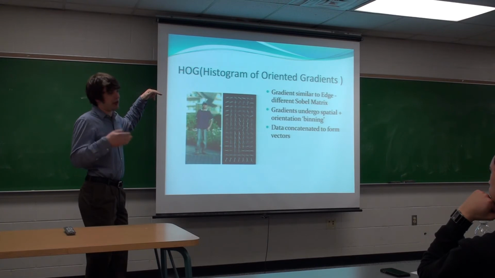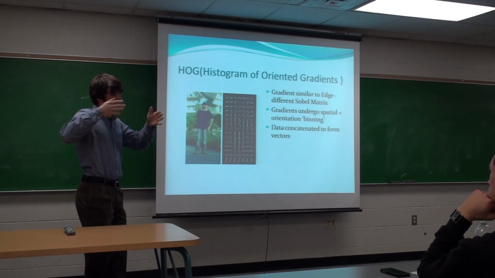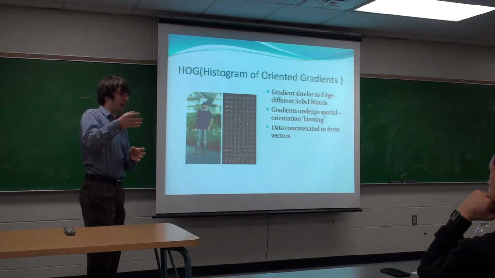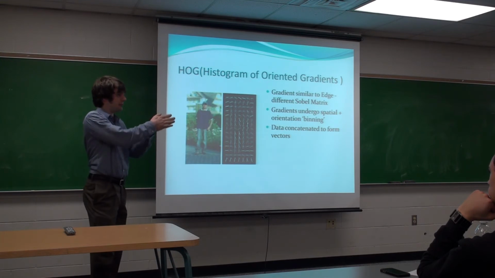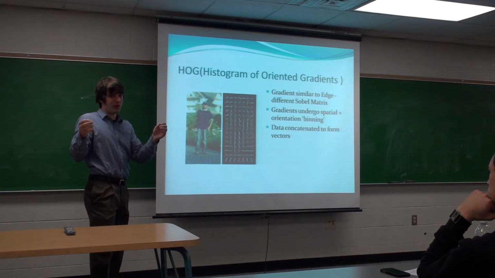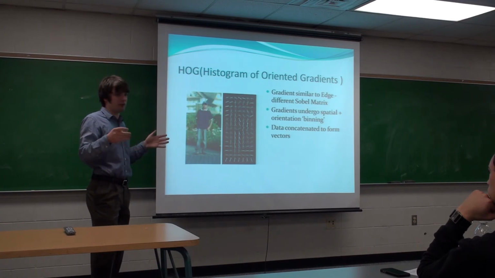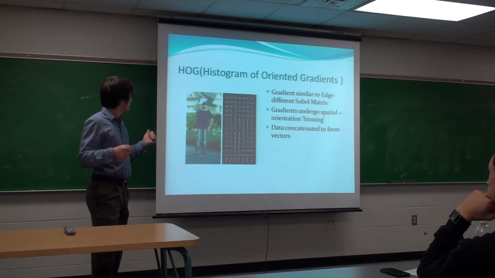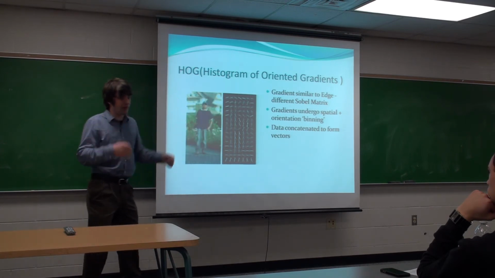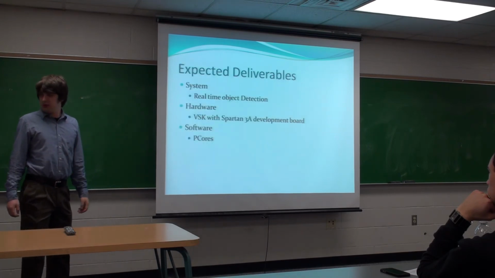Gradient detection is very similar to edge detection. It just uses a different matrix for multiplying the picture by. The gradients are then binned into cells, and the cells are concatenated to form data vectors for the support vector machine. And basically what you end up with is something like this, and you throw it into the support vector machine.